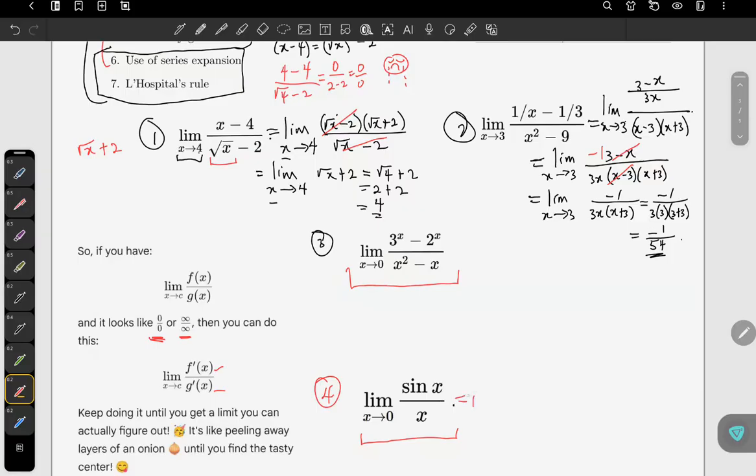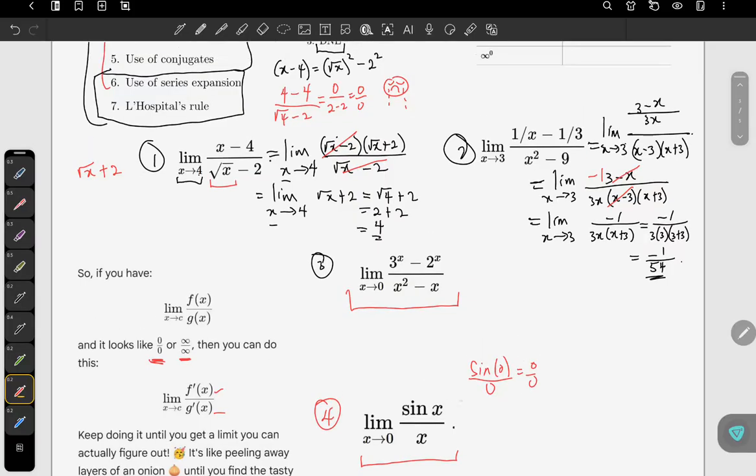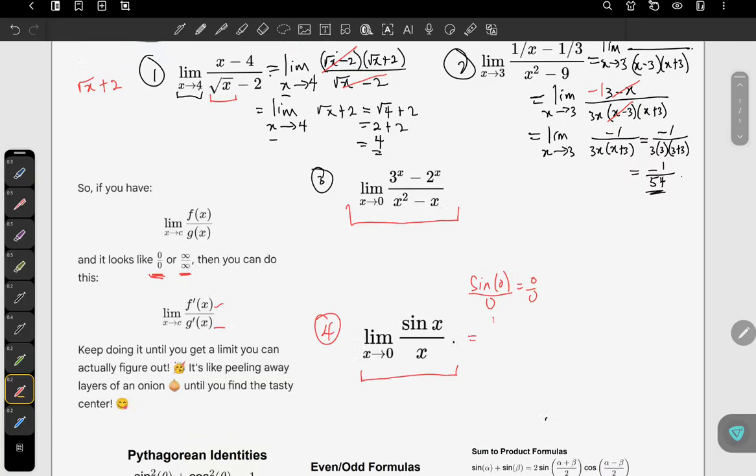So to use L'Hopital's rule, we know that direct substitution gives us sine 0 over 0, which is 0 over 0. So it means we can use L'Hopital's rule. That means we are going to take the derivative of sine x, that is cosine of x, and the derivative of x, which is 1, as x approaches 0. And if we substitute now, we get cos 0 over 1, which is 1 over 1.